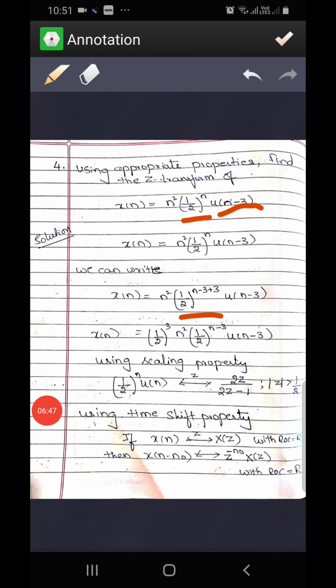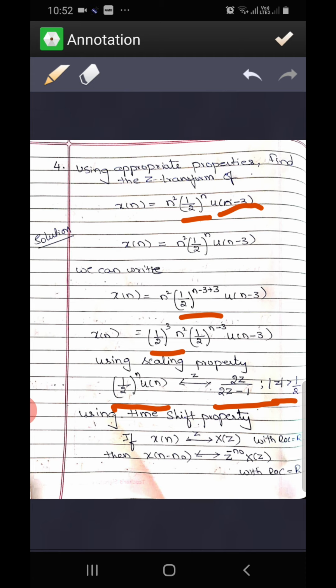We'll add and subtract 3 here. Then this plus 3 we will take outside, and minus 3. Now x of n is equal to 1 by 2 whole raised to 3, n square, 1 by 2 whole raised to n minus 3 u of n minus 3. Now using the scaling property, 1 by 2 whole raised to n u of n will be, already we have solved it, 2z by 2z minus 1, mod z greater than or equal to 1 by 2, using the time shift property.